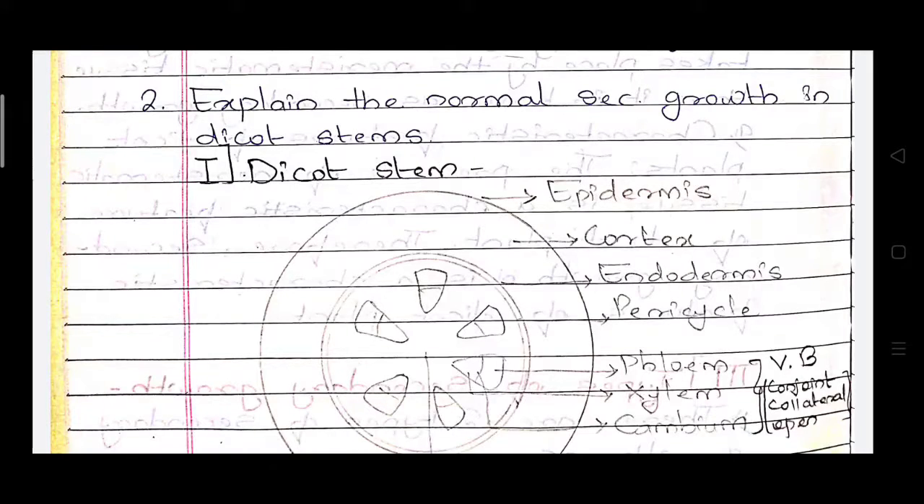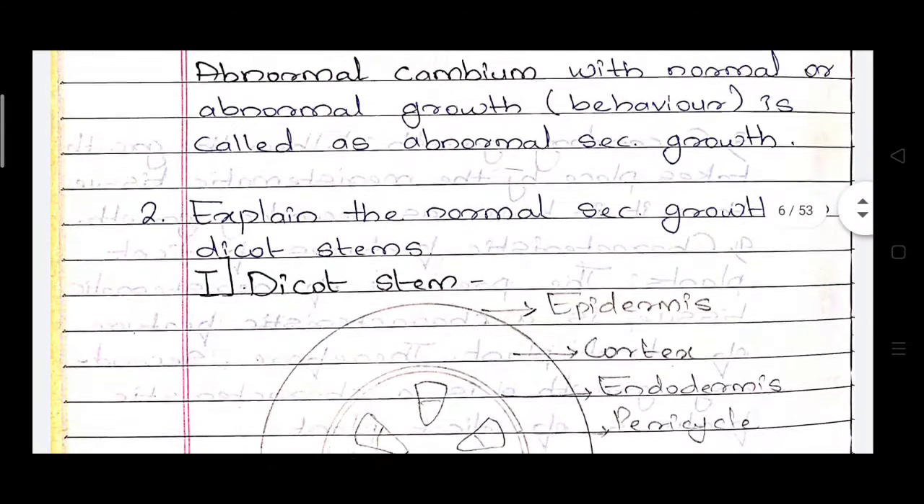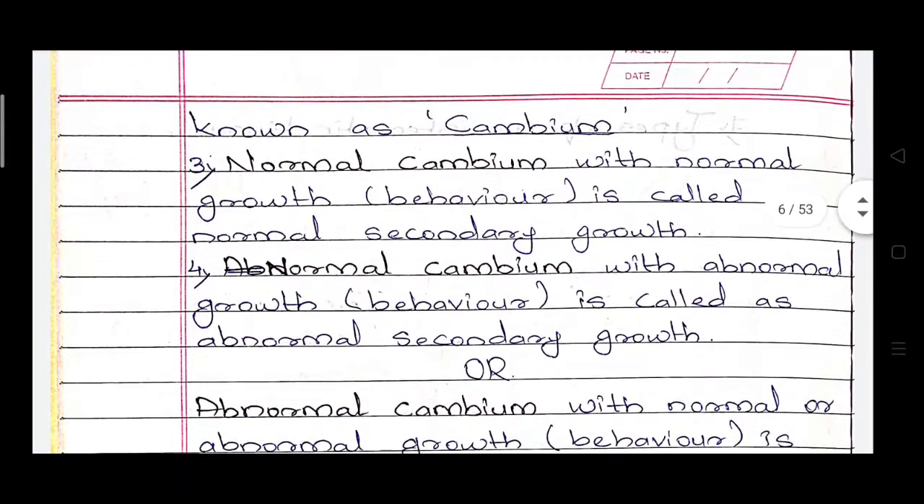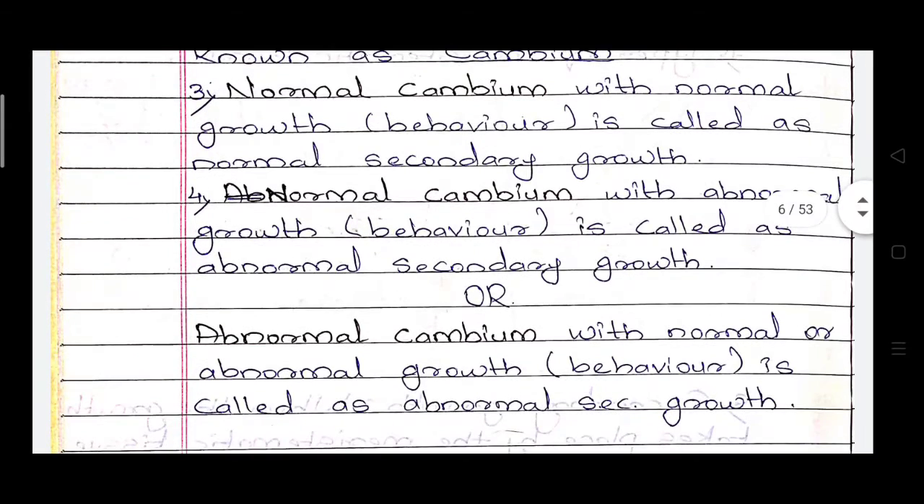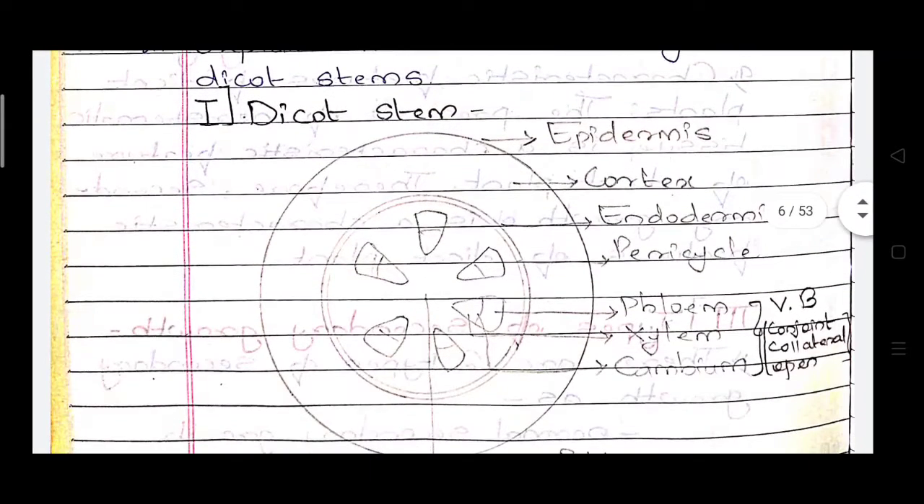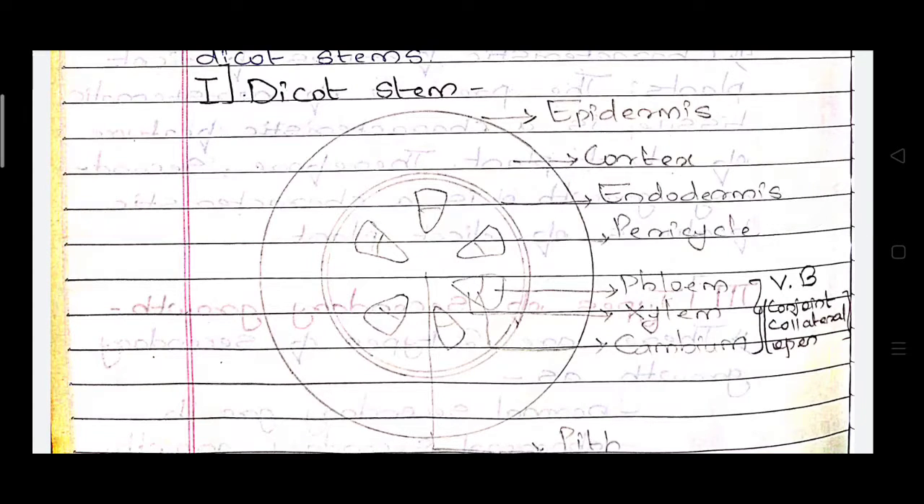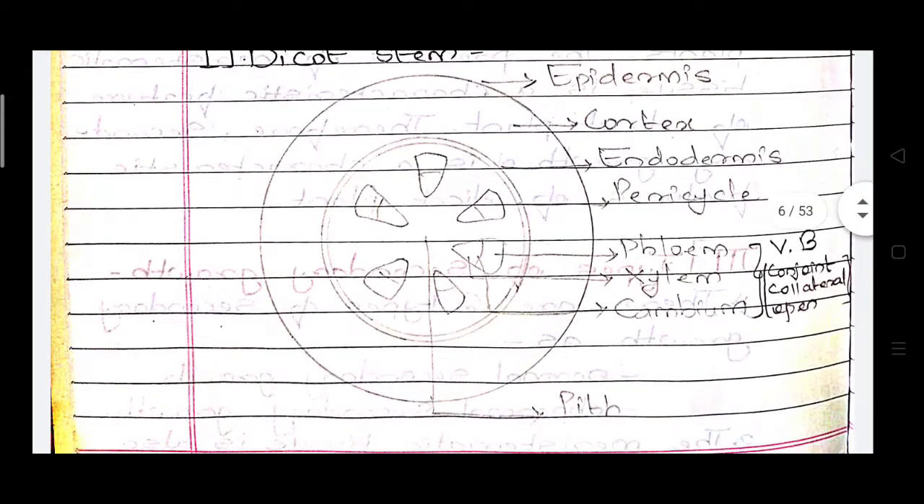Hello students, today we start the next question, that is normal secondary growth in dicot cells. In normal secondary growth there is the normal cambium developed with the normal growth. In the dicot stem, at the center there is the pith region. After the pith the vascular bundles are arranged.